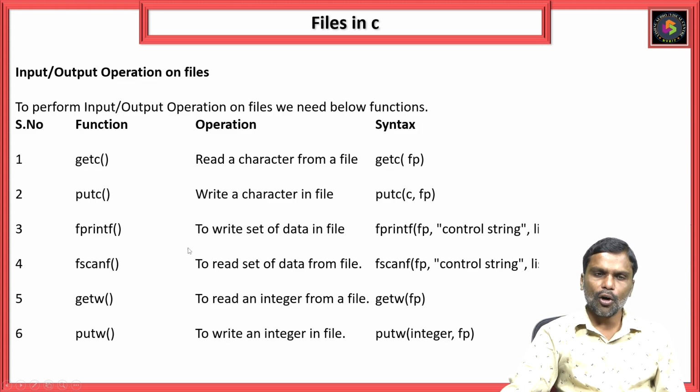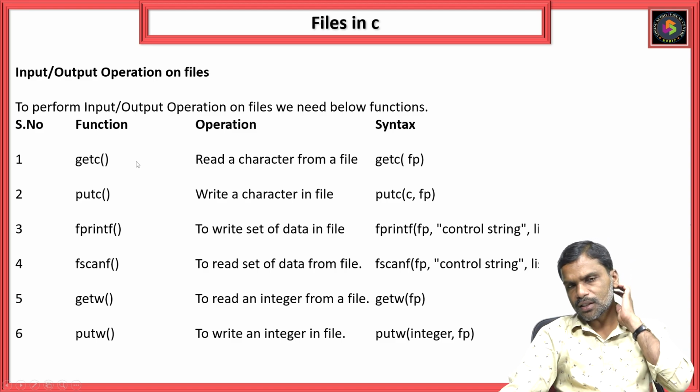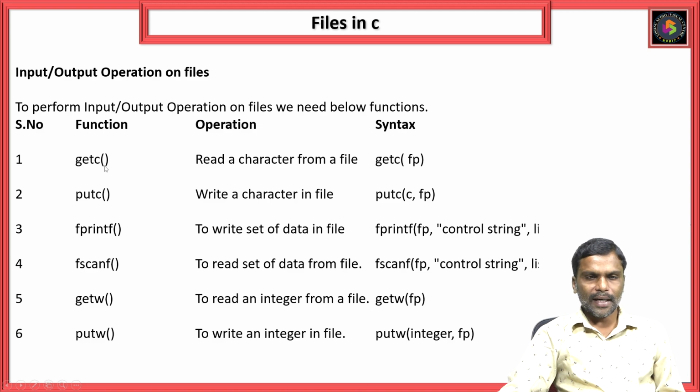Then let us see how to declare the unformatted input output operations that can be performed on the file. Here getc reads characters from the file. It works like fscanf, reading data from the file, and the declaration is getc(fp). In the scanf function we write the file pointer, control string, and list, but here we do not use any control string.